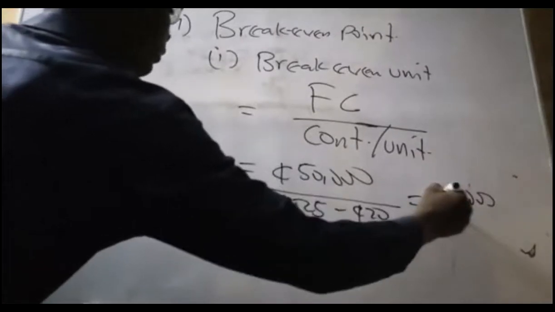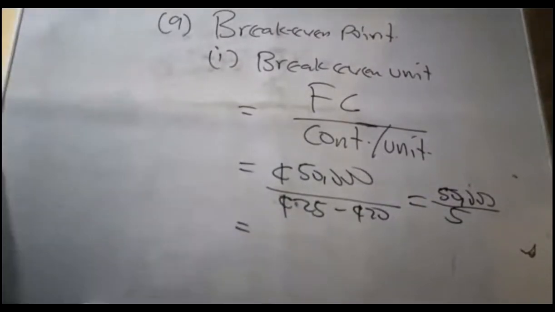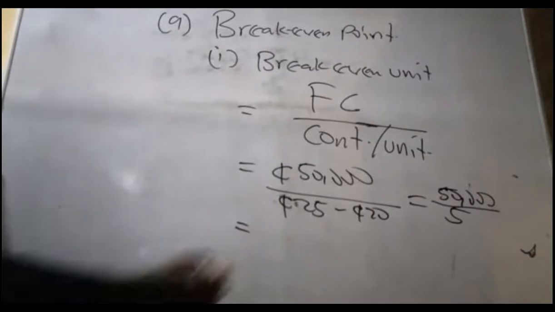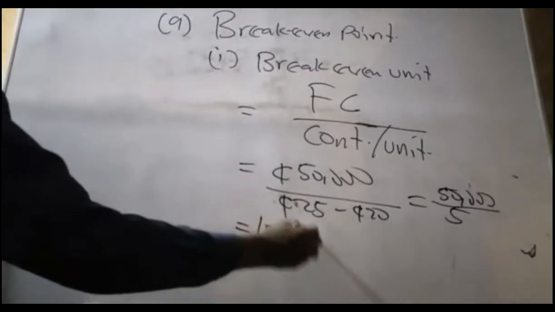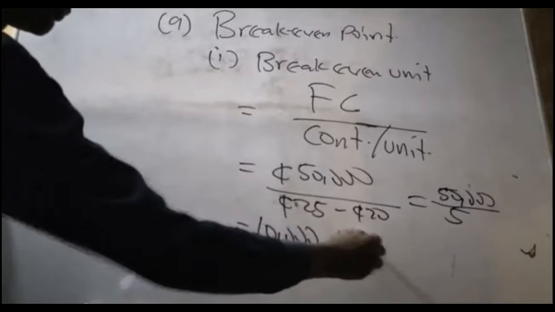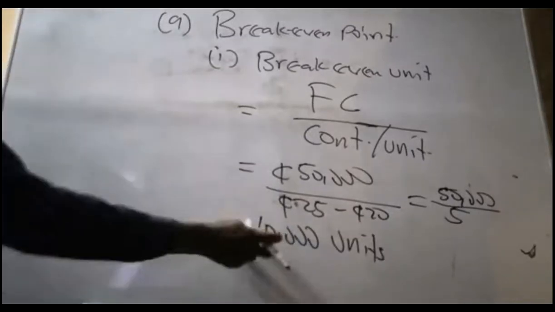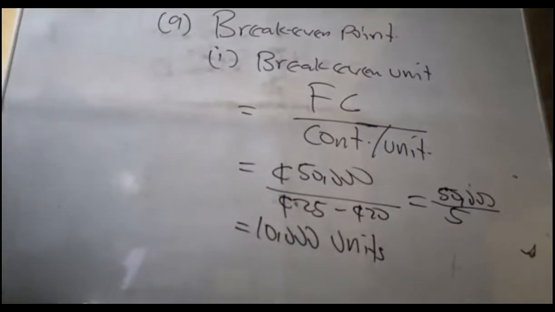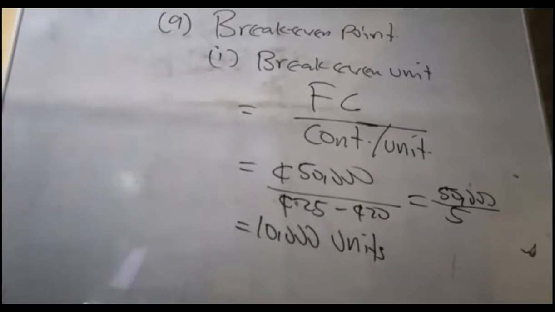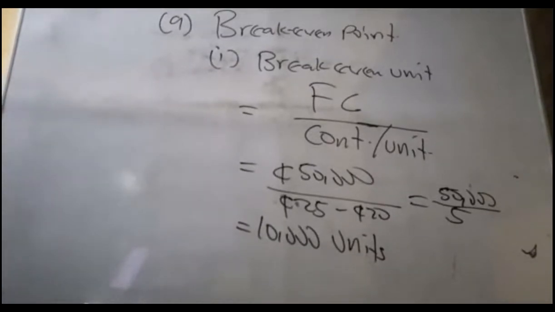Over 5. What's the break-even unit? Therefore, the break-even unit is 10,000 units. It simply means when the organization produces 10,000, they will not get any profit. Their profit will be zero. That is the indication. That is what it talks about.